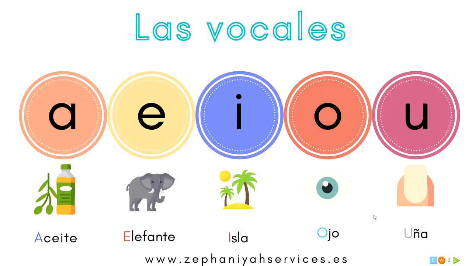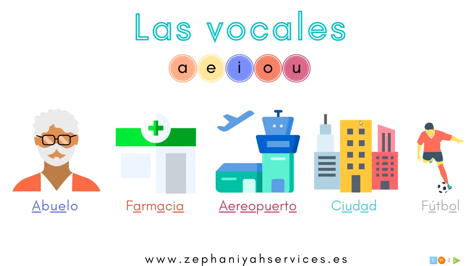Okay. Let's see las vocales, the vowels, in different words. A, bu, e, lo. Now you see this one. When you say the word, it sounds like ue, u e together. Avuelo. Muy bien. Far, ma, si, a. Farmacia. Ia. Farmacia.